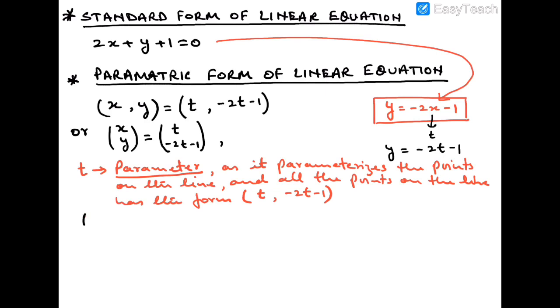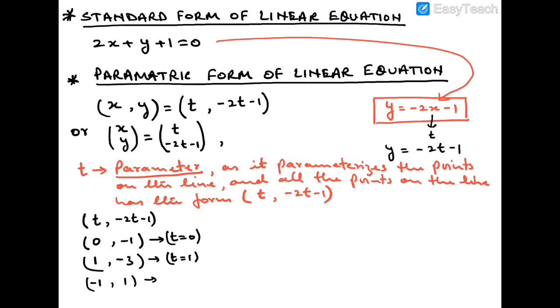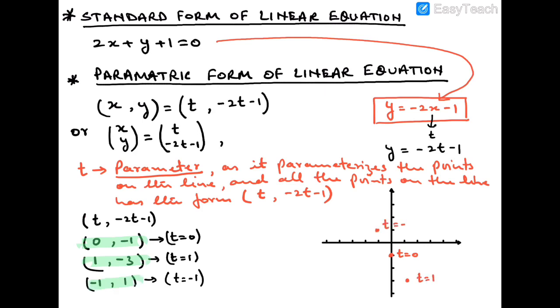So now let's plot a few points on the xy plane. For t, minus 2t minus 1: if t equals 0, then it is 0, minus 1; 1, minus 3 for t equals 1; and minus 1, 1 for t equals minus 1. So for every value of x, y is minus 2x minus 1, or if x equals t, then y will be minus 2t minus 1.